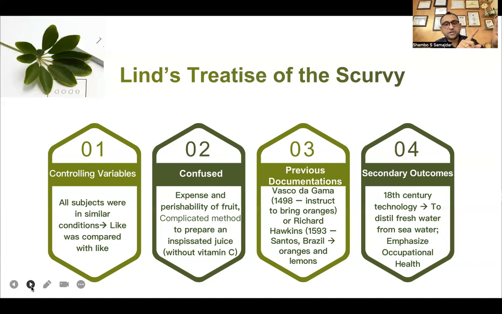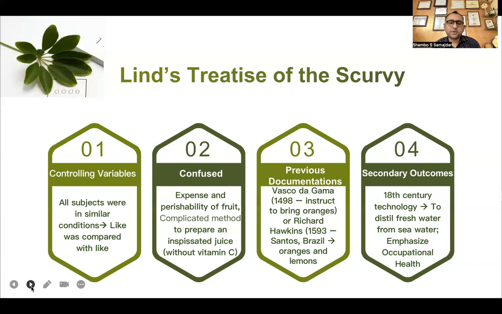After 1747, it took almost 50 years to understand why the desired benefit was not there with the inspissated juice. That is why it took 50 years. And then they understood the importance of fresh fruits.